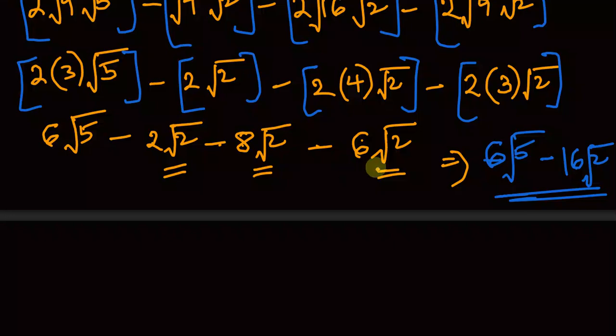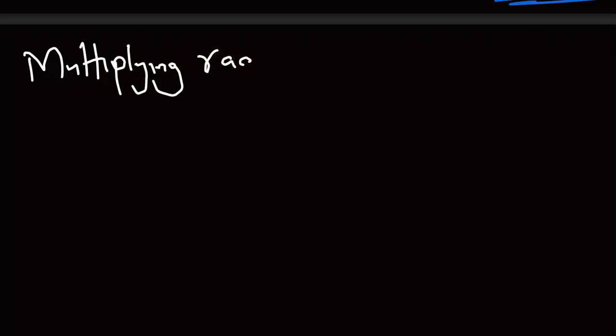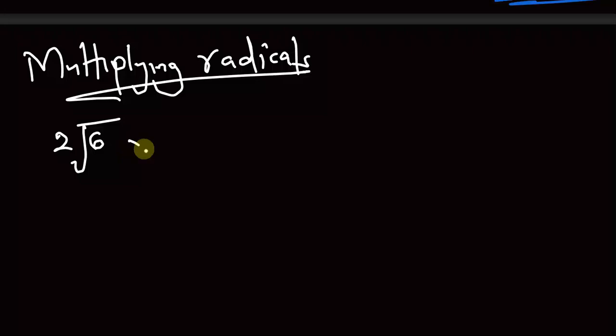Let's look at multiplying radicals. Now multiplying radicals. Another concept. How do we solve radicals in multiplication? It is quite easy. We are going to start with an example. When you have 2 root of 6, we multiply it with 4 root of 5.